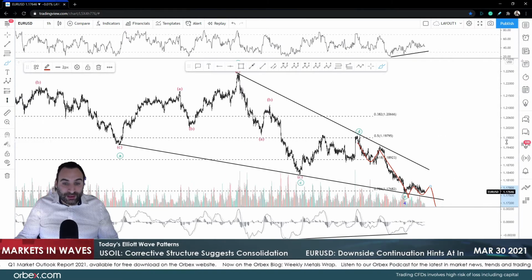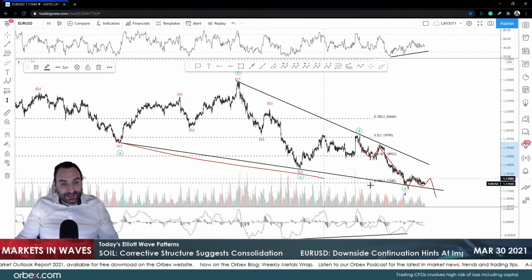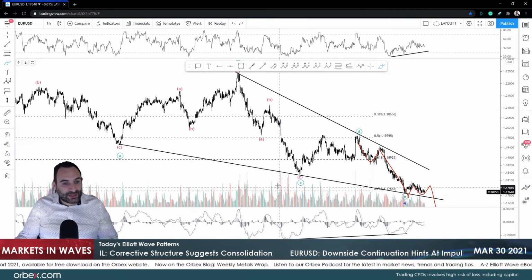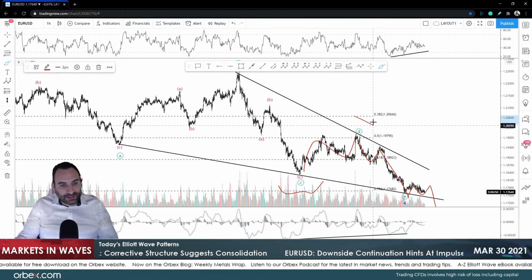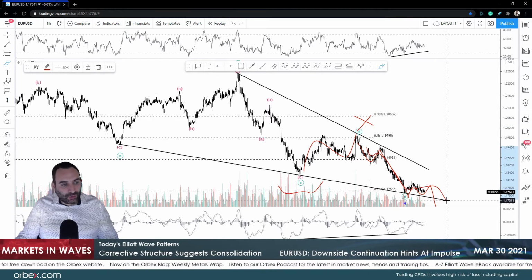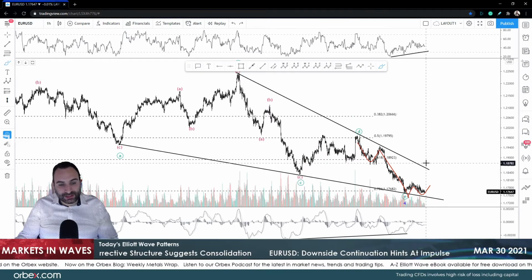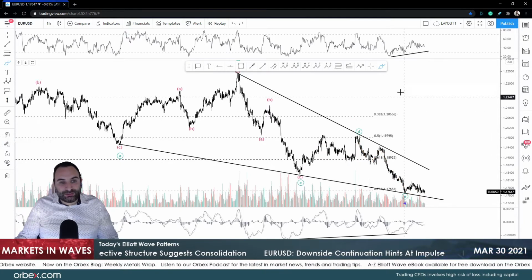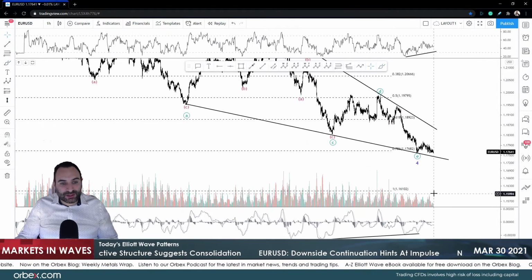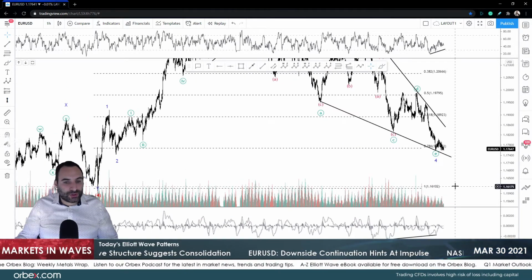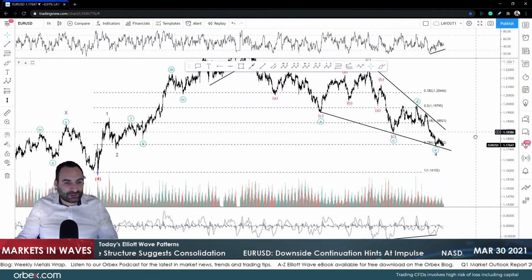And then what that means is that this is not a triangle, okay? It would be a case where this is a W, this is an X, and we're going to get a Y, yeah? So another ABC. And that particular scenario is probably going to bring us lower, and we could go down to 11600 or so for a full retracement.